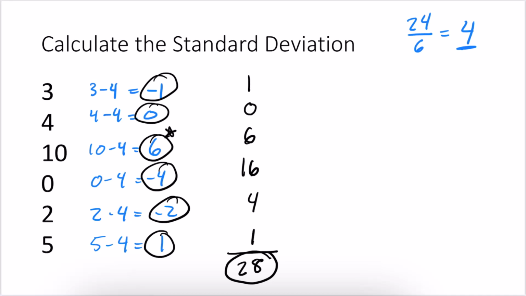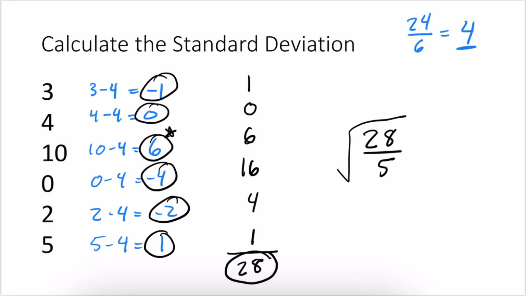And so now I'm going to take this number and I'm going to divide by the number of data points that I have minus 1. So it's kind of like we're averaging the squared deviations, except that we're dividing by 1 less than the number of data points. And this is just because of the way that the standard deviation formula works. And so since I had 6 data points, I'm going to divide by 5. And then my last step is going to be to square root this.